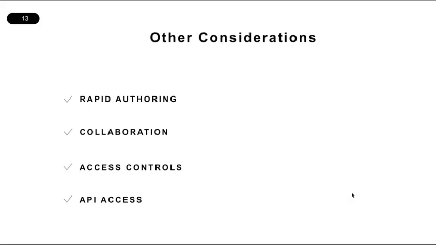While those were the six aspects that we took a deep dive on, there are some other aspects or considerations that also go into a technical marketing solution. One is rapid authoring, being able to create content with ease. Having an interface that allows you to create content with ease goes a long way in adoption within the technical marketing organization.